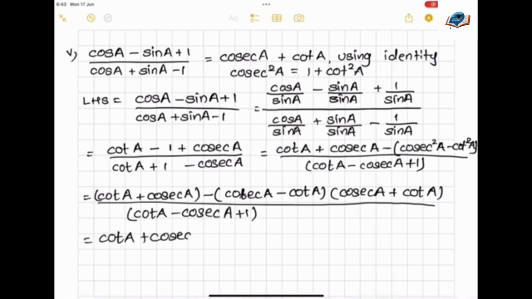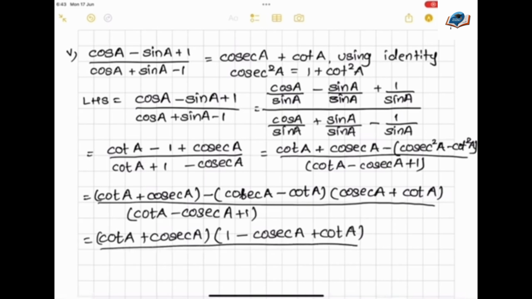So in bracket I will have 1 minus cosec A minus cot A. Minus into minus will be plus, so plus cot A, whole upon cot A minus cosec A plus 1. Now if you see, the bracket is common, so I am cutting that. So I got cosec A plus cot A. So that is equal to RHS.